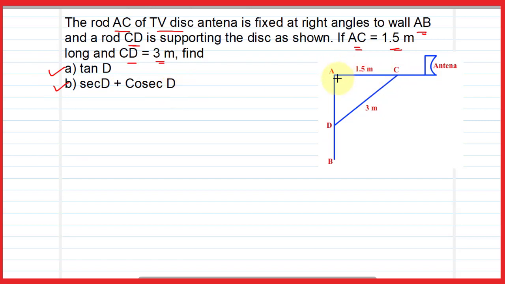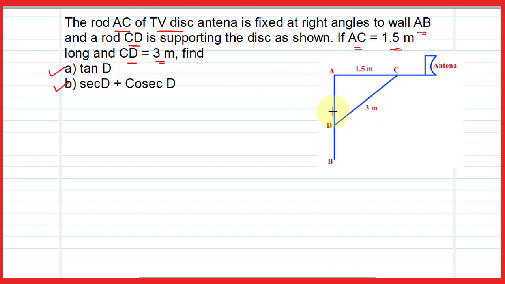Friends, here AC is a rod whose length is 1.5 meter. This AC length is 1.5 meter. It is fixed at a right angle with the wall AB. AB is a wall, and the antenna is fixed on this rod, and we have to find tan D, where this is the supporting rod to this horizontal rod, and this supporting rod's length is 3 meter, and you have to find tan of D.